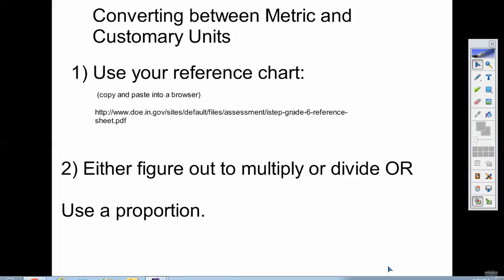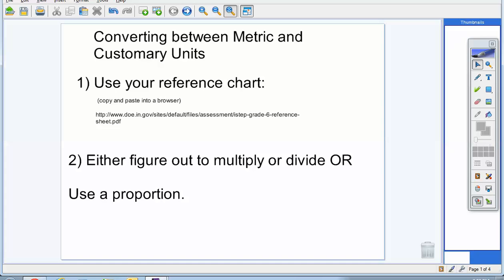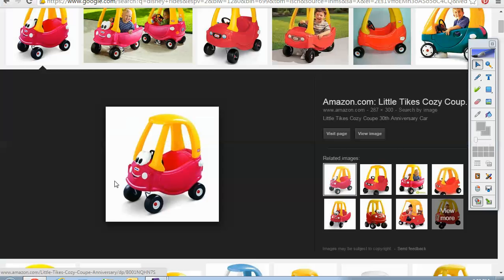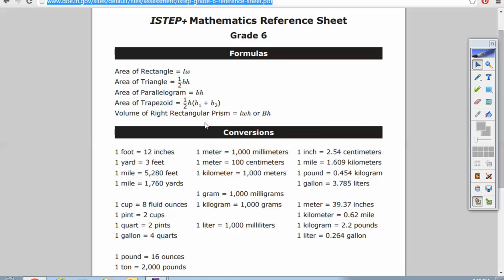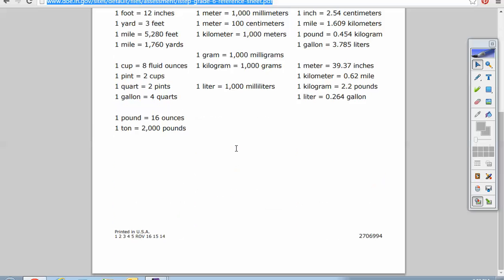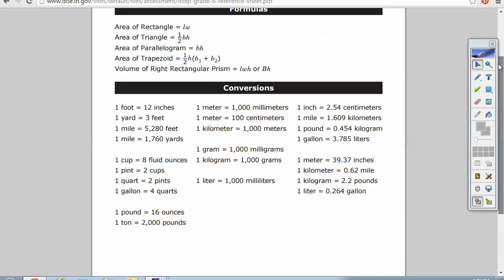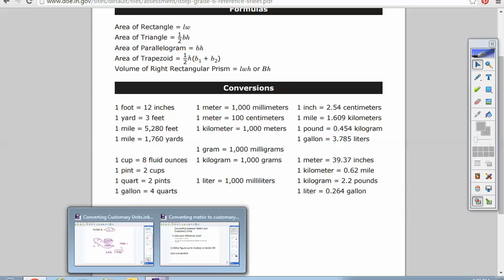The first thing you want to do is make sure that you have your reference chart in front of you. To access that, go to this link and pull it up. It looks like this. All of this information down here is going to be helpful to you, all the information about doing meters to inches, kilometers to miles, and so on. So let's go back to our notes for today.